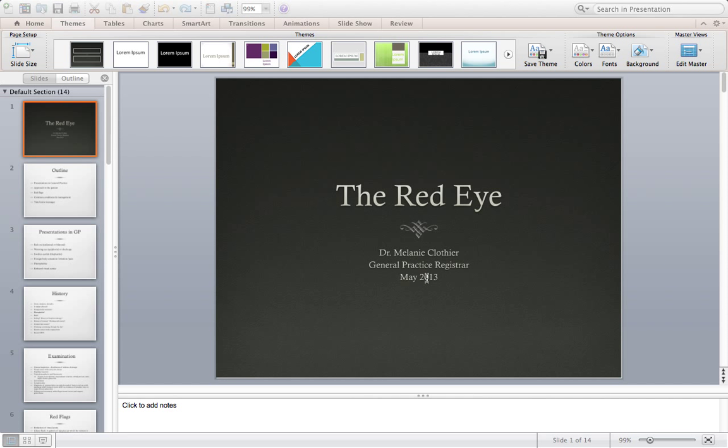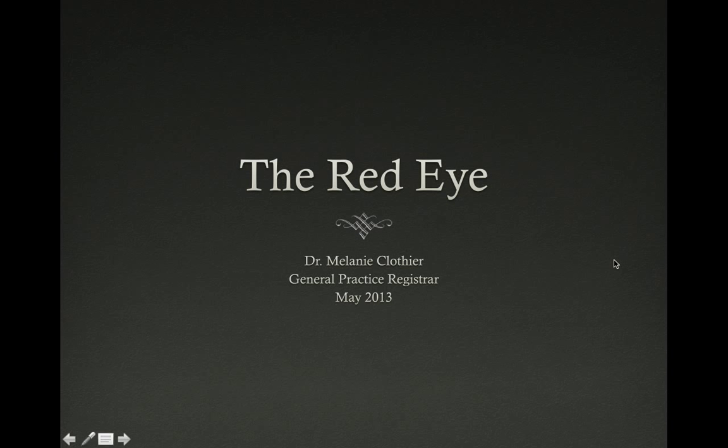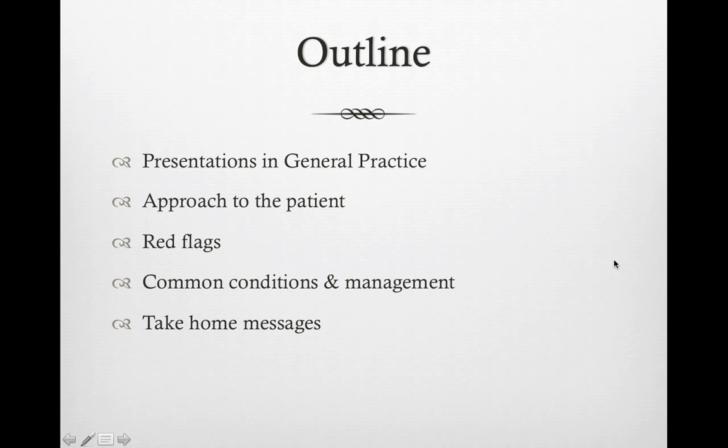Today I'm going to be talking about the red eye and the approach to the red eye in general practice. So the outline of my talk today, I'll just go through some of the more common presentations of red eye in general practice, my approach to the patient, some of the red flags to consider in presentation of the red eye, common conditions and their management, and some take-home messages.